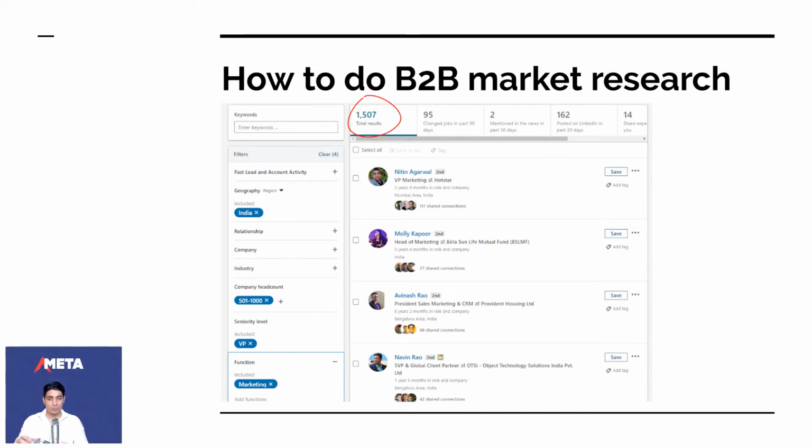Right, on LinkedIn. And in the sales segment of Meta, you'll learn how to do market research. You'll also learn how to prospect. It's the same technique. So it's in Meta Sales. Go check it out.